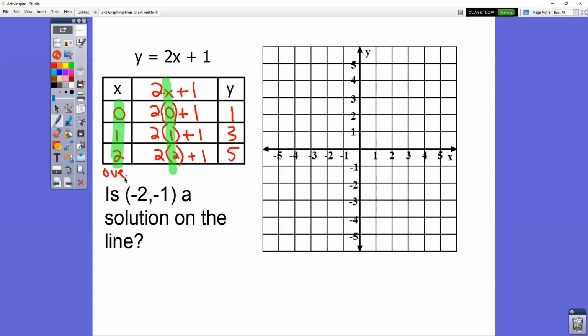Again, remember, your x value is how many we go over. Your y value is how many we go up or down. So starting in the middle, remember we always start right here when we're graphing our points. (0, 1): starting in the middle, over 0, up to 1, put a dot.